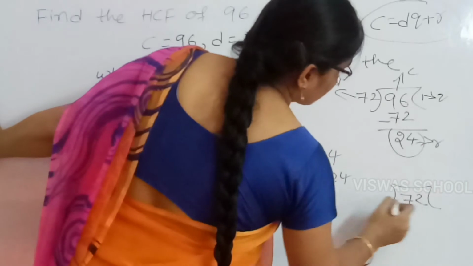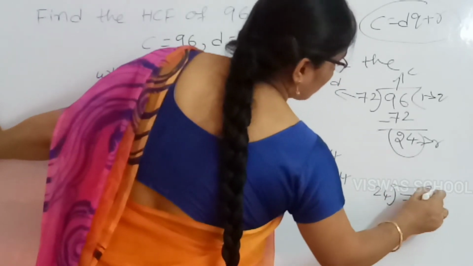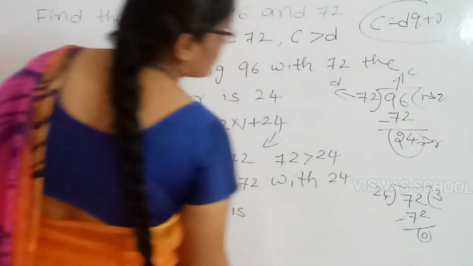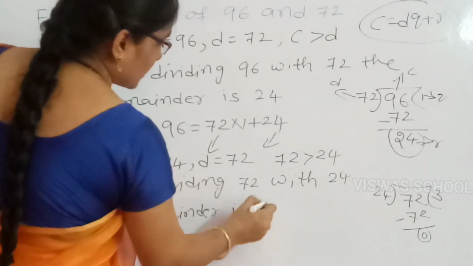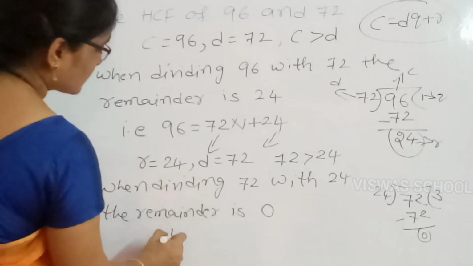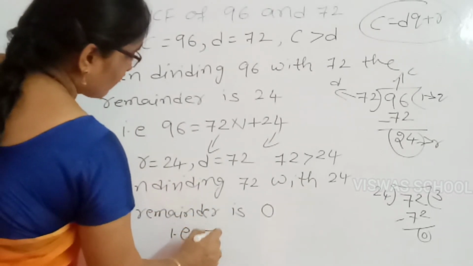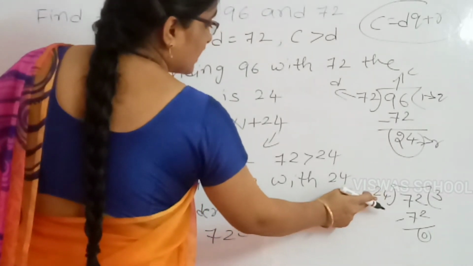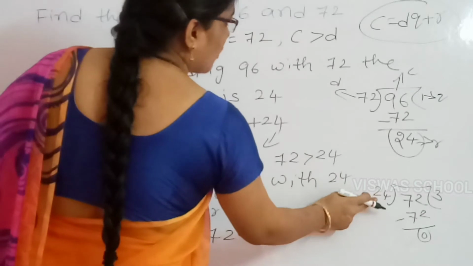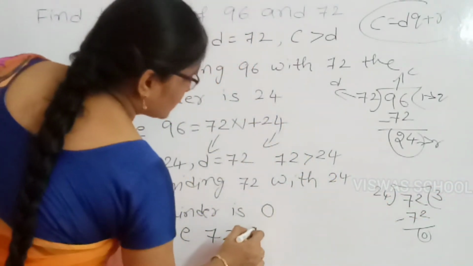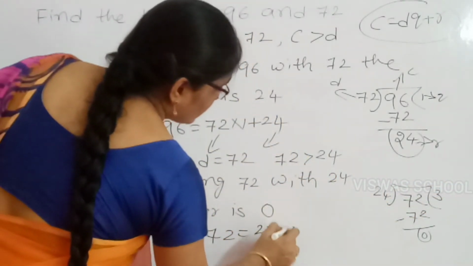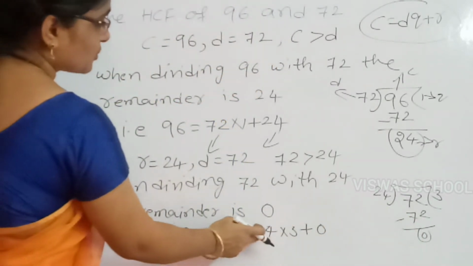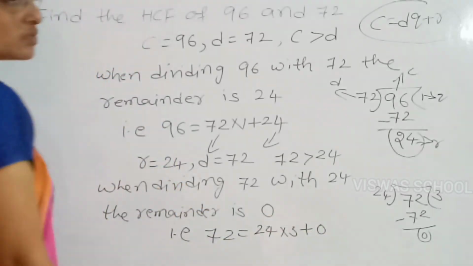72 with 24, 24 threes are how much? 72. Now the remainder is what? 0. That's why here the remainder is 0. Then how do you express this one? 72 is equal to, this is what here? Divisor, that is 24, into quotient, that is into 3. 24 into 3. The remainder is what? 0. 72 equals 24 into 3 plus 0.